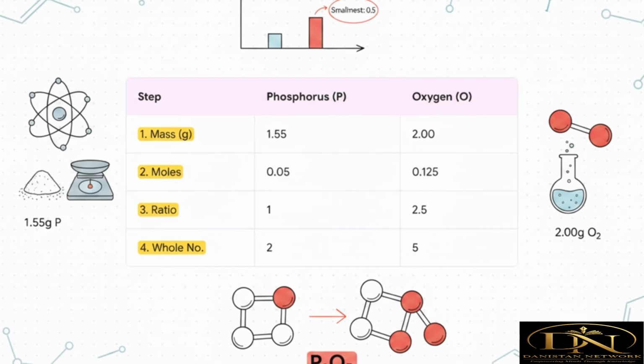to 2.5. Now wait a minute, we can't have half an atom in a formula, right? So this brings us to a super important fourth step. If you get a decimal, you have to multiply both numbers by something to make them whole. In this case, multiplying by 2 works perfectly. That gives us a nice clean ratio of 2 to 5. So the formula is P2O5.